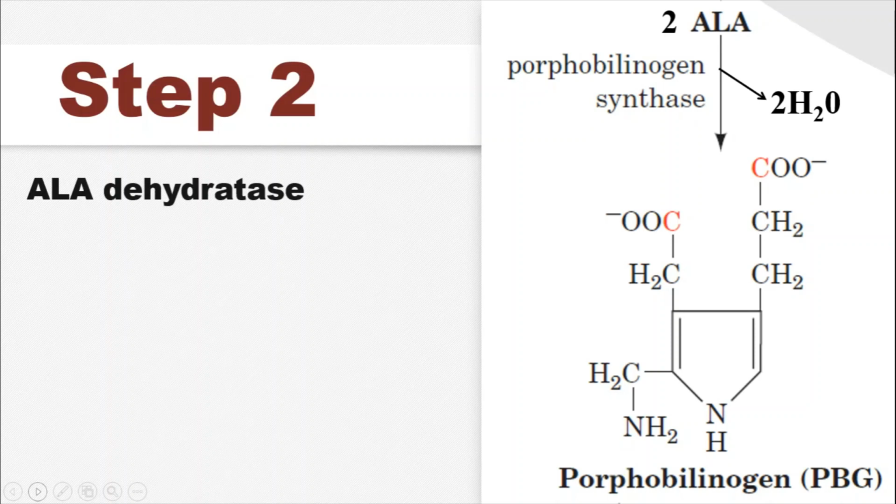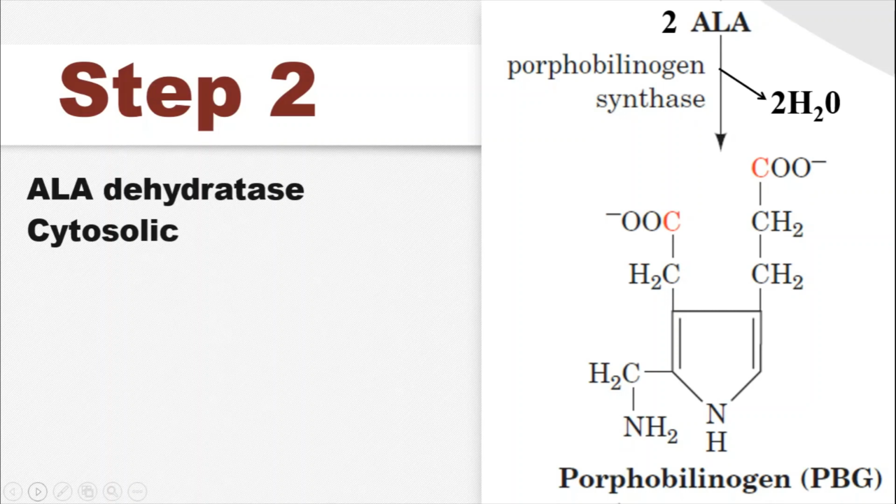In the second step, two ALA molecules combine to form a new molecule called porphobilinogen. In short, it is called PBG. Here two ALA molecules, with the help of porphobilinogen synthase, lose a water molecule. So the name of the enzyme can also be called ALA dehydratase. So ALA dehydratase and porphobilinogen synthase are synonymous.